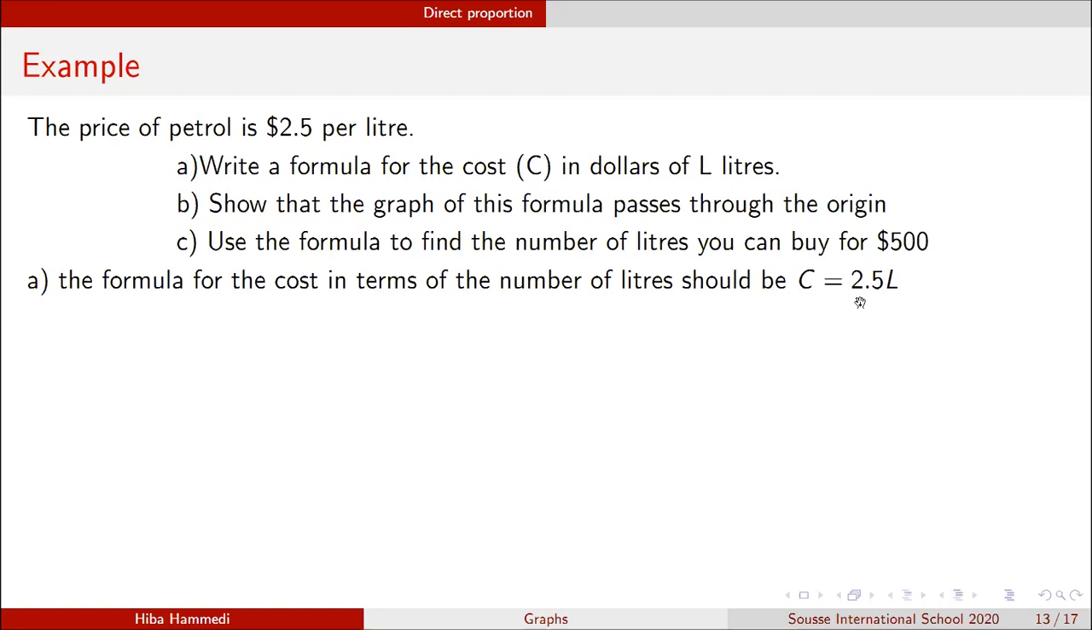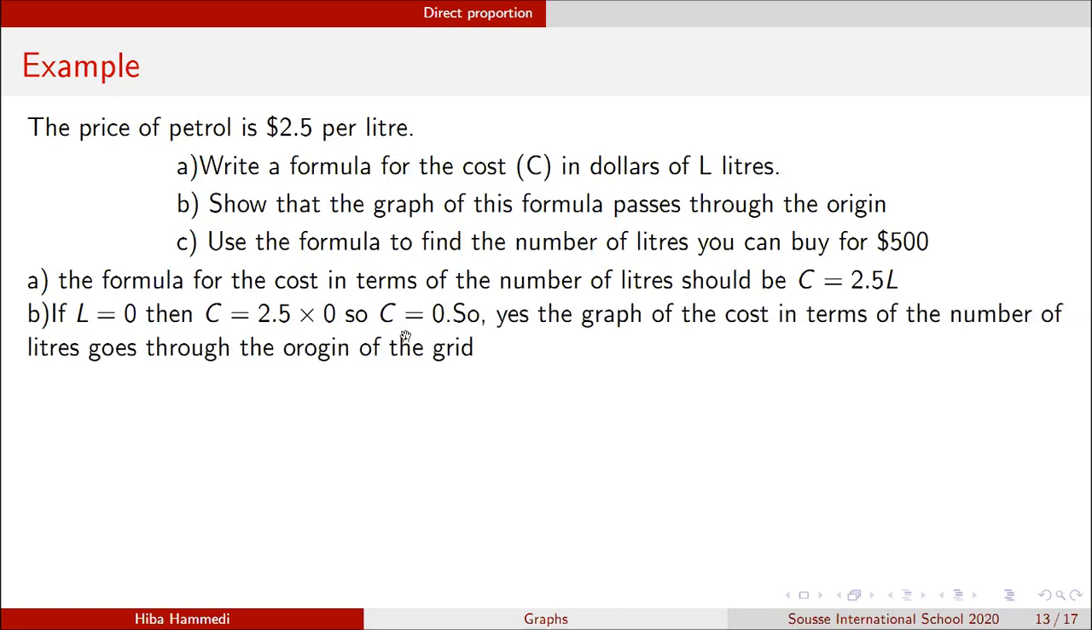Now, for the second question, they ask you to show that the graph of this formula passes through the origin. It means I just need to verify that when L is equal to 0, C is equal to 0. So when L is equal to 0, C is equal to 2.5 times 0, and it means that C is equal to 0. So I can say that this graph for cost is a line that passes through the origin of the grid. Here C is the y, so you'll find C on the y-axis and L on the x-axis, right?